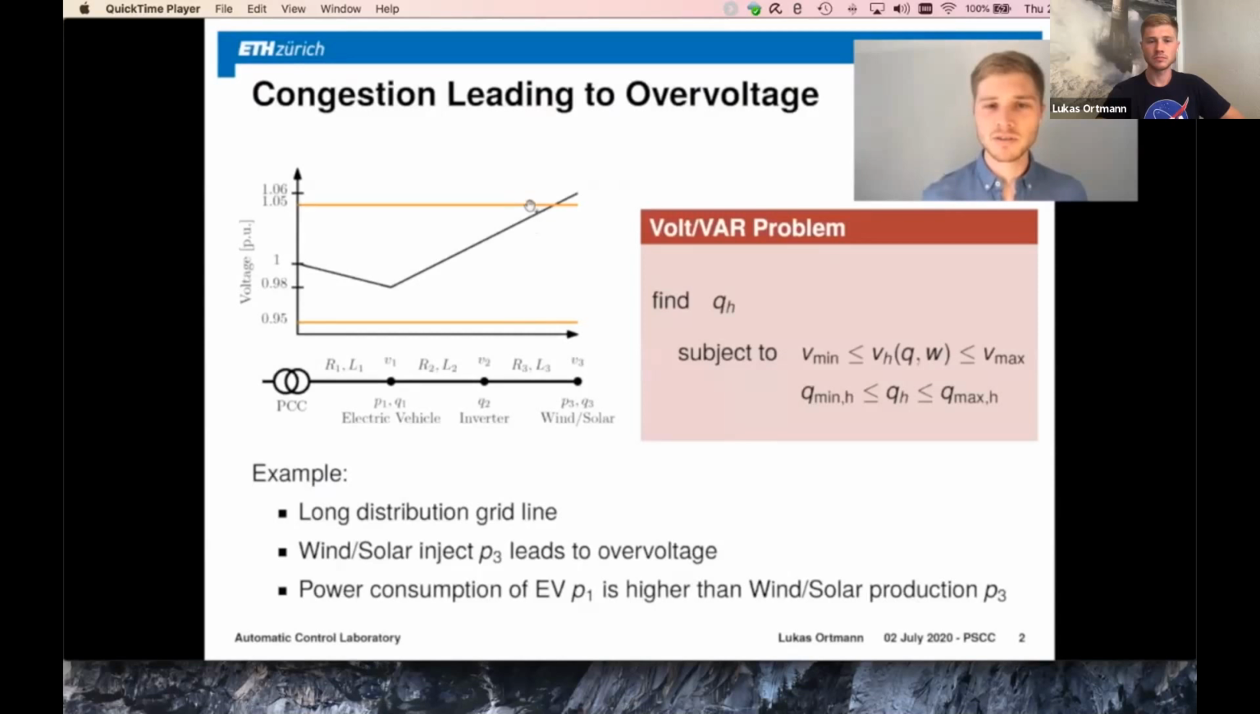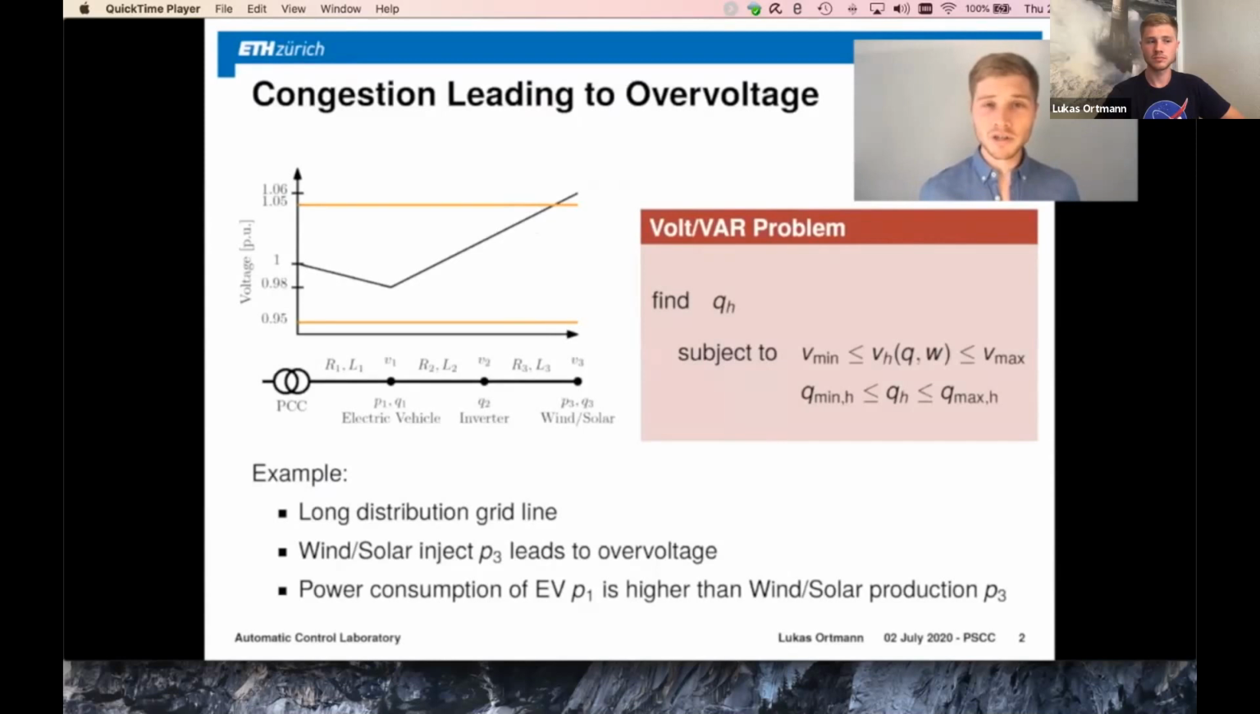And we can define this as a volt-var problem, and we're going to say, okay, let's find the reactive power set points for all the inverters such that all the voltages are going to be inside the desired voltage range, and all the reactive power set points are within the capabilities of the inverters.